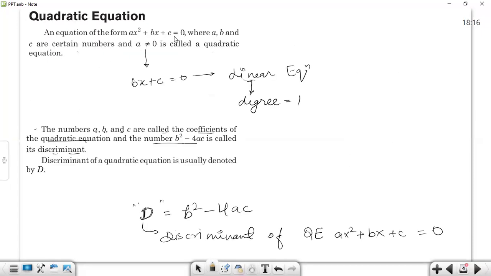In a quadratic equation, as we discussed earlier, a must not be 0, otherwise it will become a linear equation, with degree 1. So a, b, c are the coefficients of the quadratic equation. The number b square minus 4ac is called the discriminant of the quadratic equation ax square plus bx plus c. This discriminant is important because it will tell us the nature of roots, and we will discuss it later on.